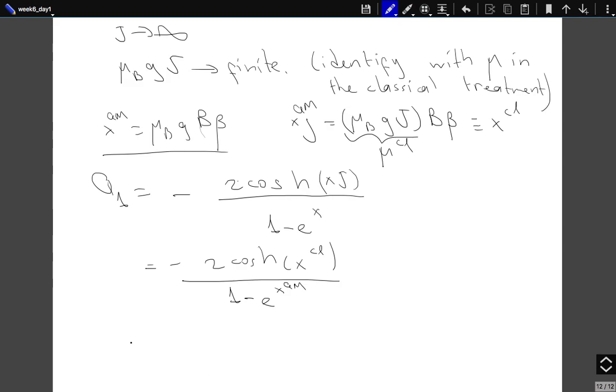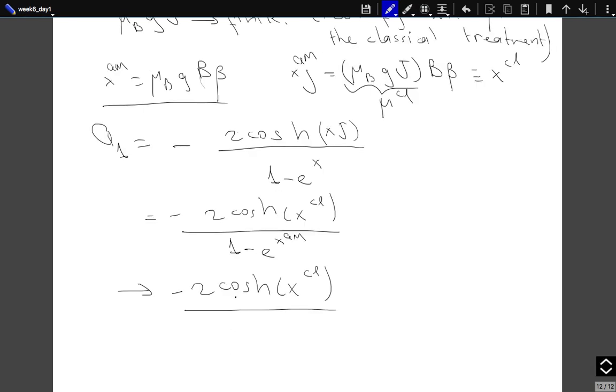So this Q1 in the classical limit just becomes -2 cosine hyperbolic, let's say X classical, divided by 1 minus 1 plus X quantum mechanical. The ones cancel, so this is twice cosine hyperbolic X classical divided by, well, X quantum mechanical, let's say X classical, times J.